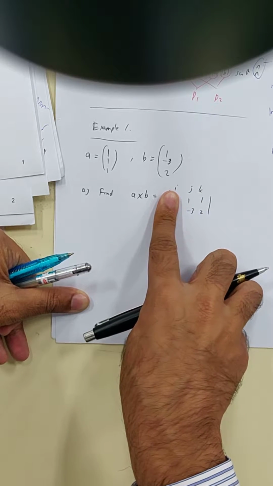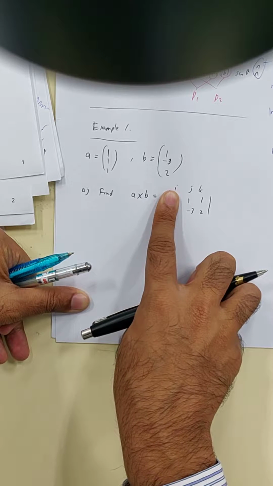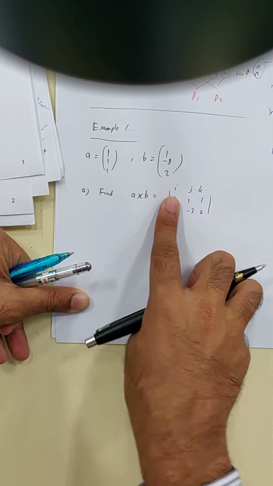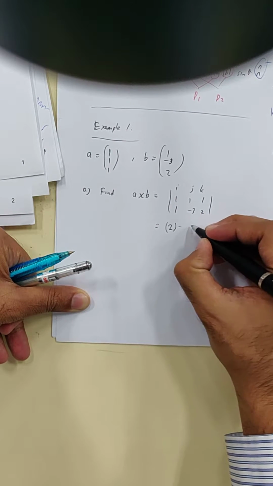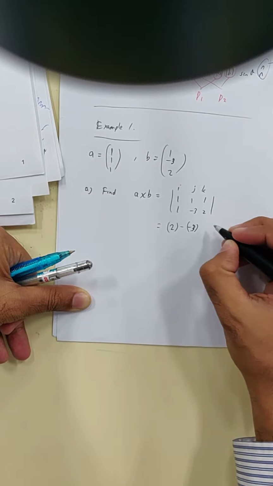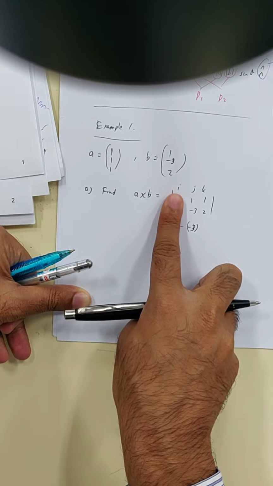Okay, how do you calculate your determinant? 1 times 2 minus 1 times negative 3. So yeah, 2 minus negative 3. Are you okay? This is for I.